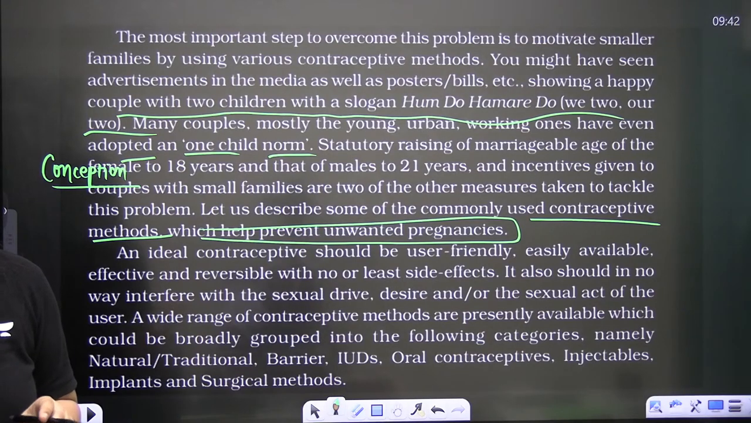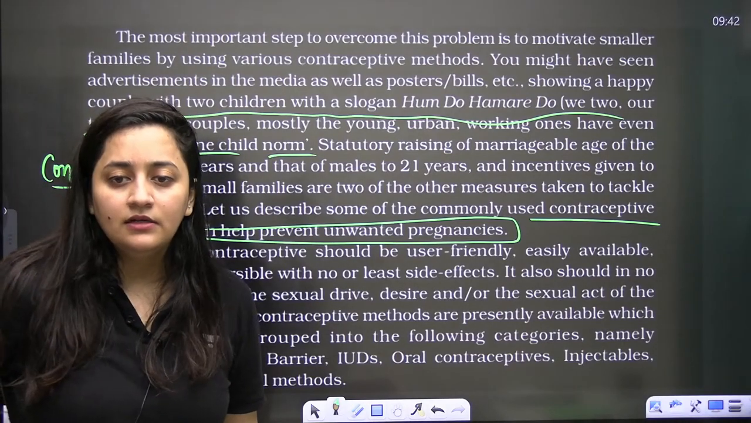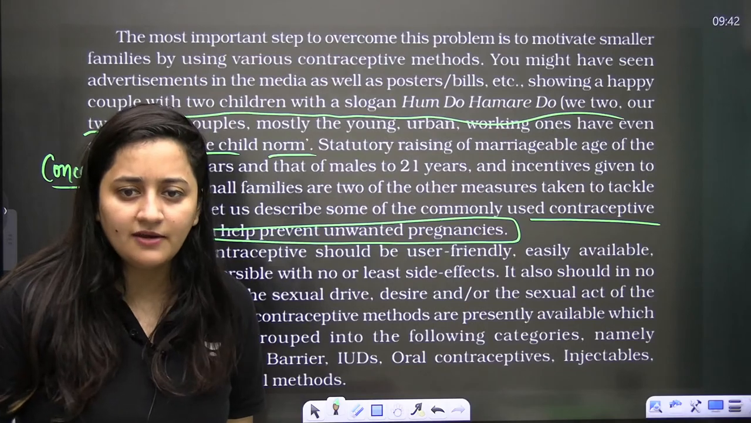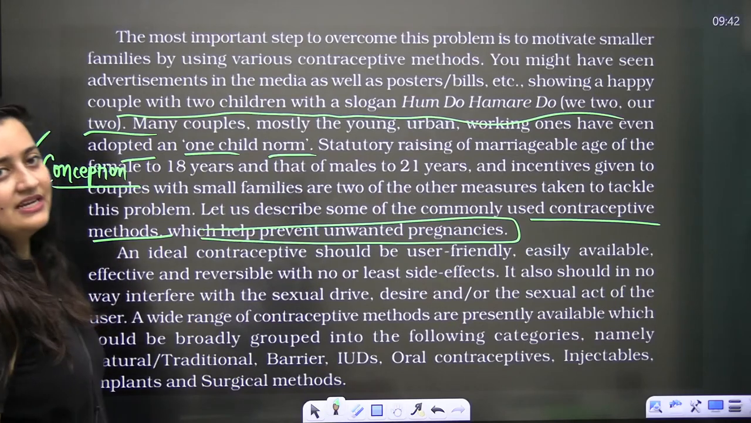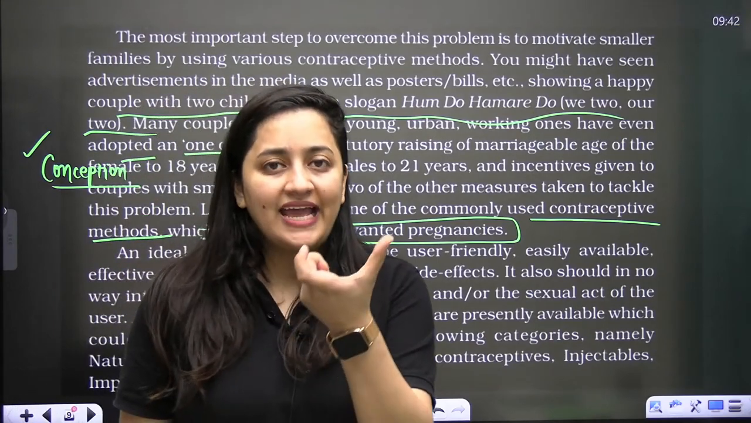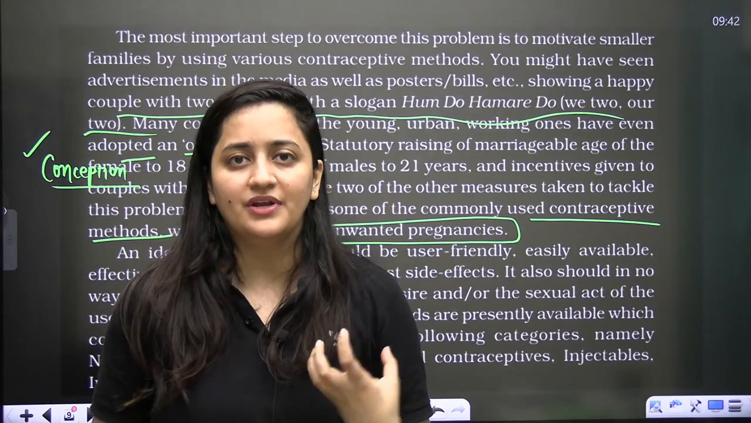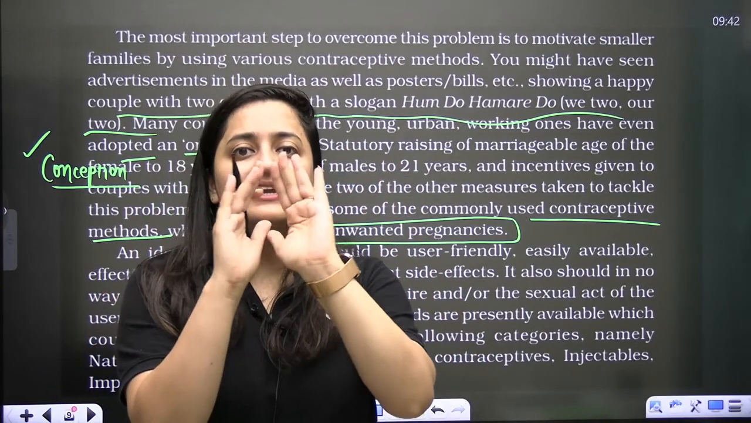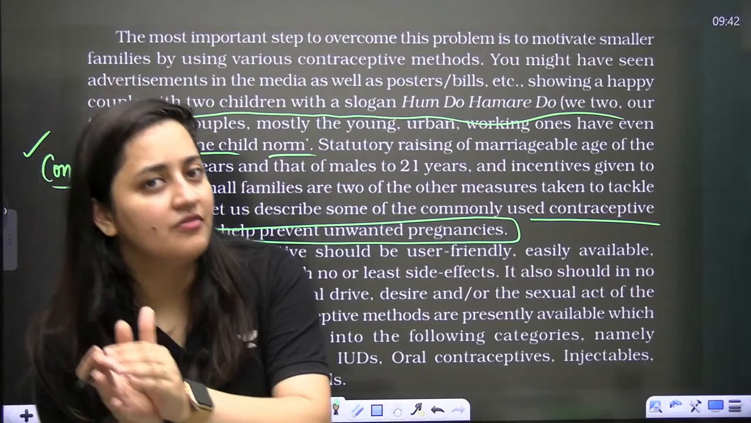One is contraceptive method, another word is conception. Contraceptive methods are used to prevent unwanted pregnancy. And what about conception? This word is related to pregnancy, to fertilization. Like you will read, to avoid conception, contraceptive methods are preferred. So conception is related to fertilization and pregnancy, and to avoid pregnancy, contraceptive methods are used.